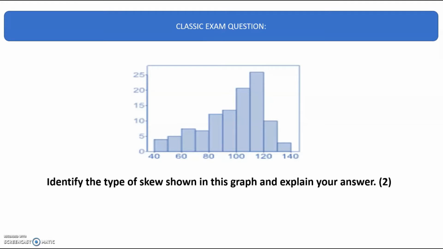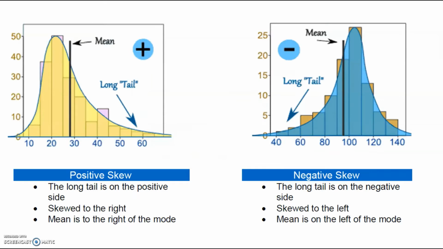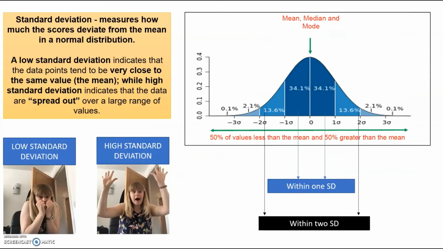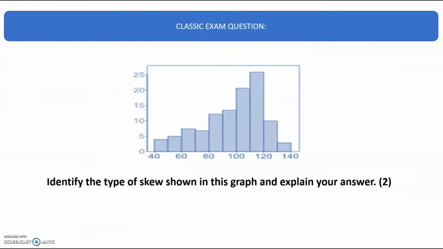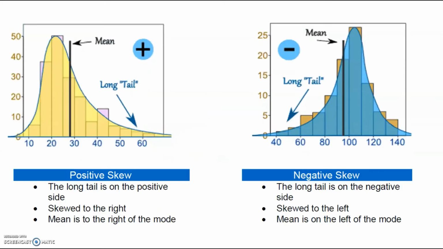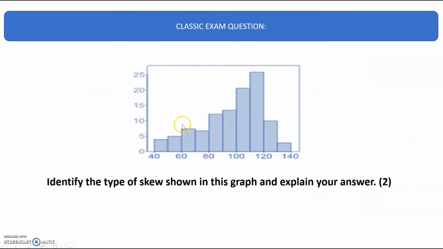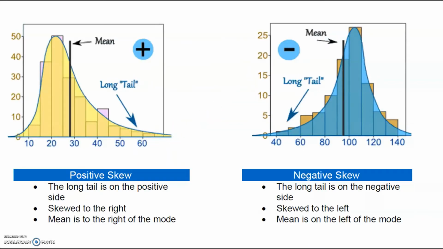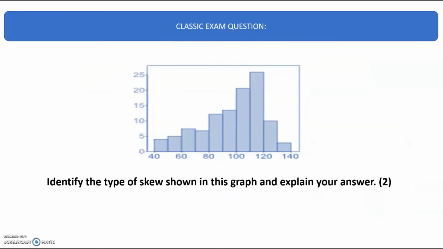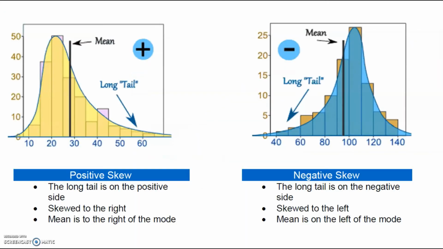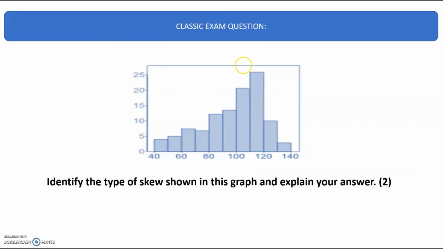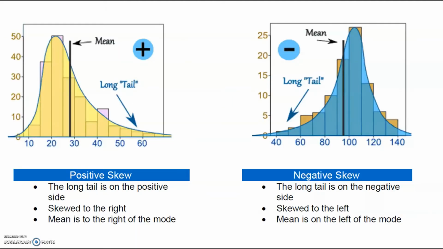Okay, I hope that before you wrote your answer you had a quick flick back and thought, is that graph more reflective of the positive skew, the negative skew, or the normal distribution? Well, I can see from looking at it that it's not a normally distributed graph, and if I look back at the section talking about positive skew and negative skew, I can see that the long tail of my graph here is on the negative side. It's skewed to the left. And it appears that my mean is on the left of my mode. So here's my mode, here's my mean. And what that tells me is that I have a negative skew.